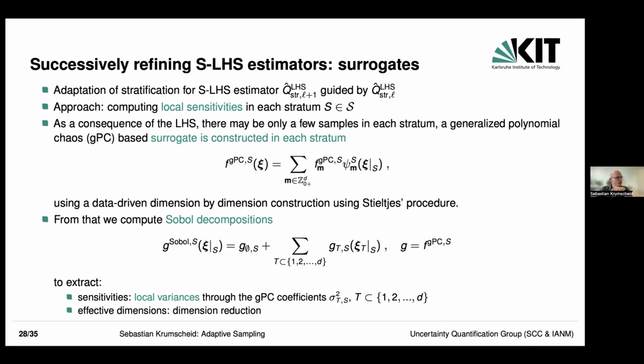So we are going to construct some sort of a surrogate model. So here we are committing the crime. I said we don't want to exploit variability, but for estimating variances, we're constructing a generalized polynomial chaos type approximation based on our samples inside a stratum, from which we can first of all construct local variances using the polynomial chaos coefficients. And we can also, which I'm not going to touch here, find the subset of dimensions that are really important.